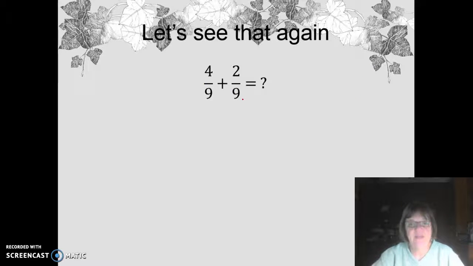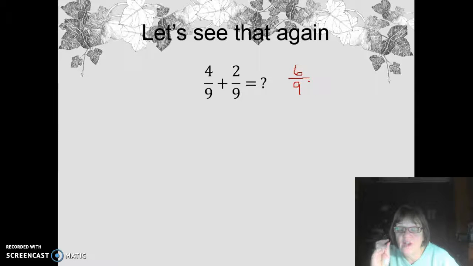So let's see that again. If I add these two numbers, I have 4/9 and 2/9. So I add my top, gives me 6. I copy my bottom, that gives me 9. Now let's think about it. That is not simplified because I can think of a number that'll divide into both. Yep, it's not 2 this time because 9's an odd number, but 3 will do it. Divide by 3, divide by 3.